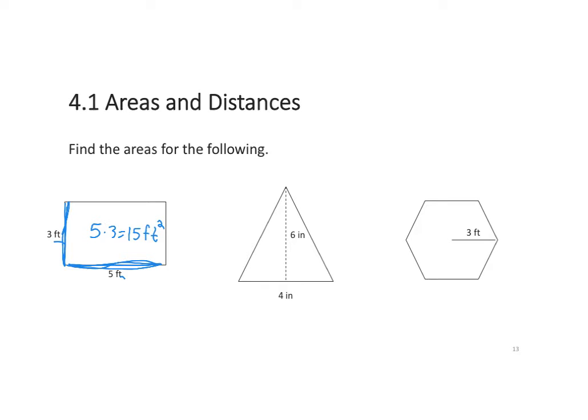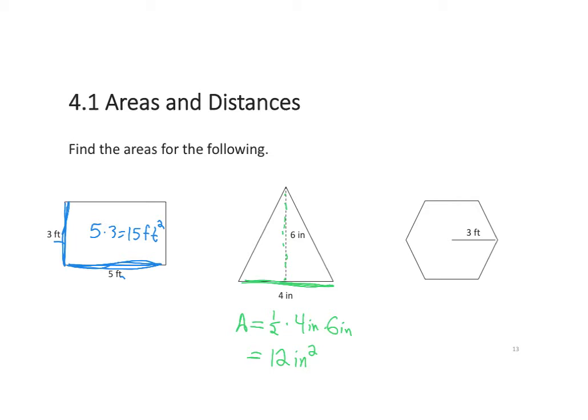For a triangle, you would multiply the base times the height and cut that in half. So the area would be 1/2 times 4 inches times 6 inches, which would be 12 square inches.